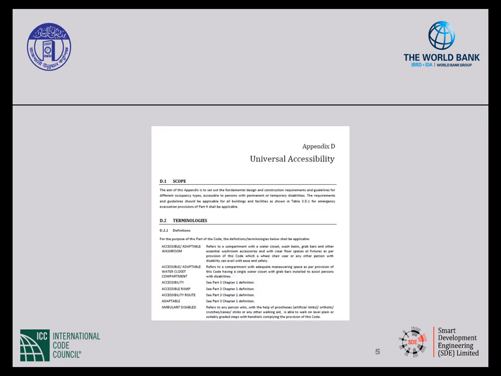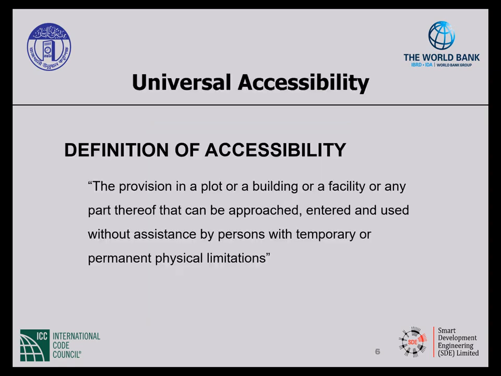You will find the Universal Accessibility Technical Requirements in Volume 1, Part 3, Appendix D. The code defines accessibility as the provision in a plot or a building or a facility or any part thereof that can be approached, entered, and used without assistance by persons with temporary or permanent physical limitations.